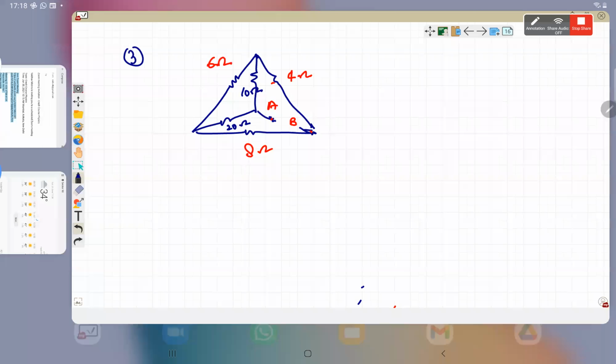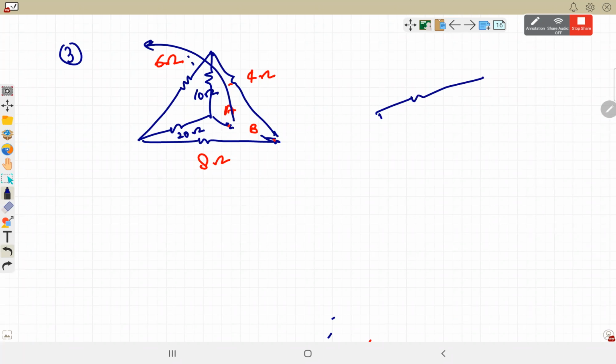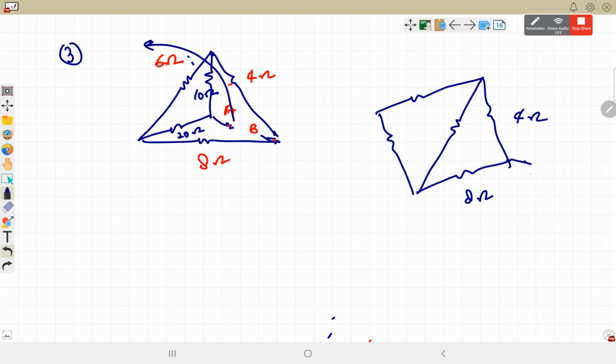To see it, we rotate this outside. So if you rotate this A outside, 4 ohm, 8 ohm, this is 10 ohm and 20 ohm is A, and there is 6 ohm in between. So that means the ratio 10 by 20 is 4 by 8. This can be removed. 14 and 28 will be in parallel.